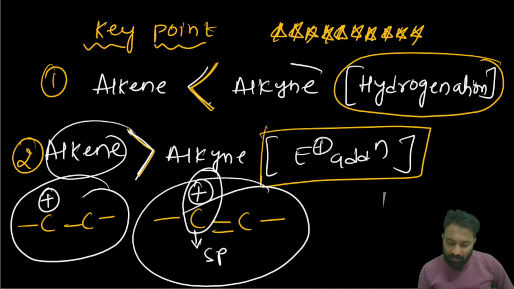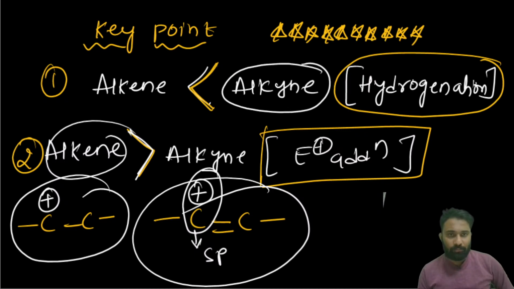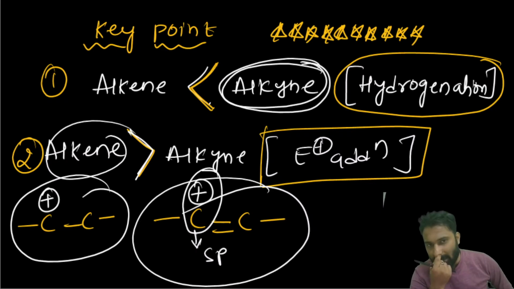Next, in catalytic hydrogenation, the one which is less stable will react more fast. Stability is inversely proportional to the reactivity. The one which is less stable will be more reactive. So in the hydrogenation reaction, alkynes will readily undergo very fast. Clear? Is it clear?